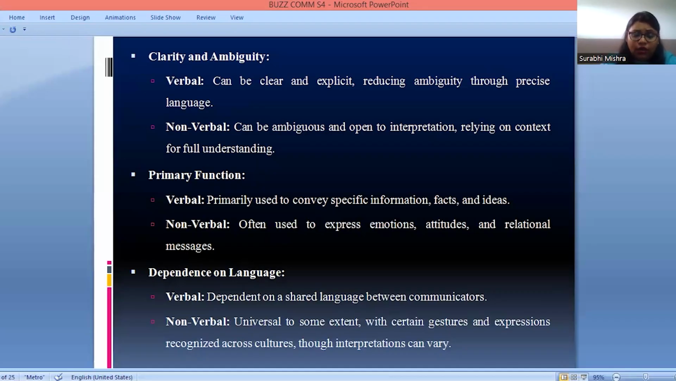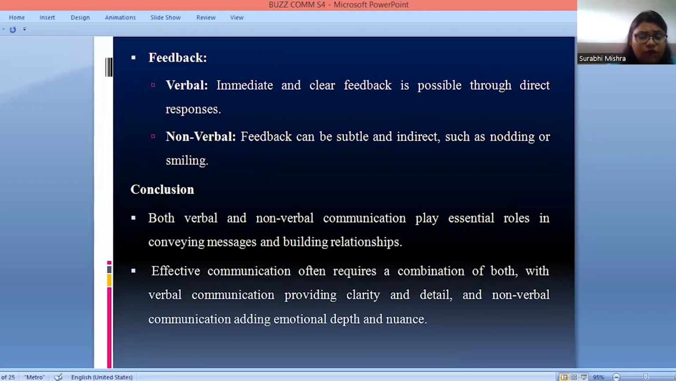Next is non-verbal. Non-verbal communication follows some universal constants, or universal extent: certain gestures and expressions are recognized across cultures, although interpretation may vary. Right? Interpretation can be different, but the gestures and expressions might be the same. Let's talk about the next key difference, feedback.